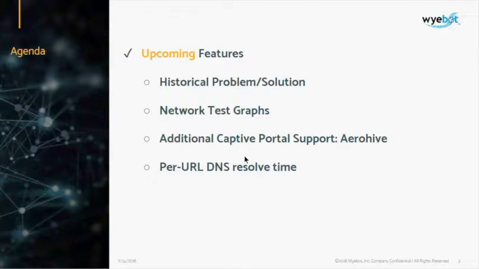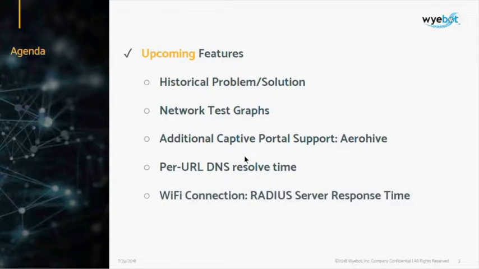There is additional capability around network test breakdown, wherein we are now breaking down the time taken to resolve each URL, whether that is for ping test or for application testing. And if you are a customer who uses WPA2 Enterprise with username and password, 802.1x authentication, then we are also now separating out and showing you the RADIUS server response time as well.